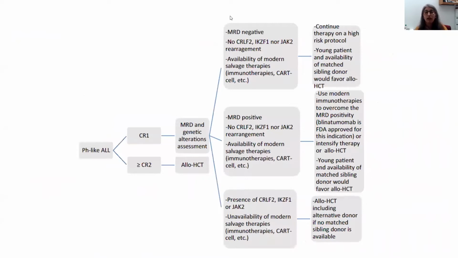So a quick algorithm on how to manage patients with Philadelphia-like, which really follows the same ethos as we do with the rest of ALL. Patients who are in CR1 and who have no high risk features, you can continue them on protocol, but if you have a young patient and a very good donor, then you might want to consider transplant. However, if you have any of the high risk features, such as being MRD positive or presence of these high risk mutations, using one of the newer targeted therapies and an allogeneic stem cell transplant would probably be the way to go.